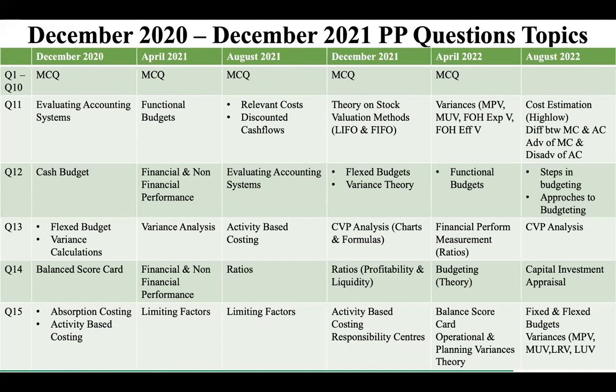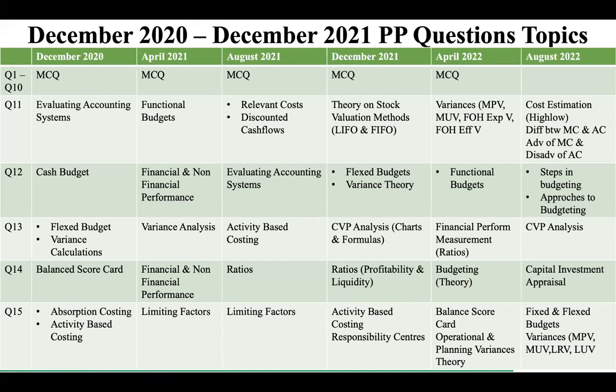Question number 13, they tested on financial performance measurement by use of ratios. Question number 14, they tested theory part on budgeting. Question number 15, they tested the balanced scorecard and operational and planning variances. August 2022, question number 1 to 10 was multiple choice questions.